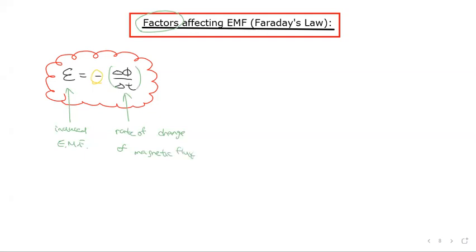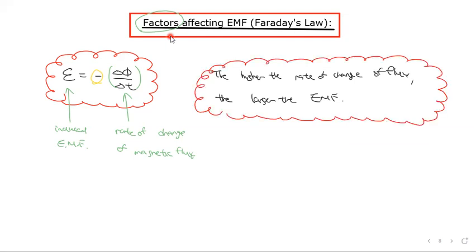So quite simply, the bottom line is quite simple. The higher the rate of change of flux, then the larger the EMF. Well, that's quite simple. So why do we say factors then? Well, it's very simple just to say that the higher the rate of change of flux, then the higher the EMF, and that is 100% true. There are many different ways we could achieve that. And it really depends on the scenario as well.